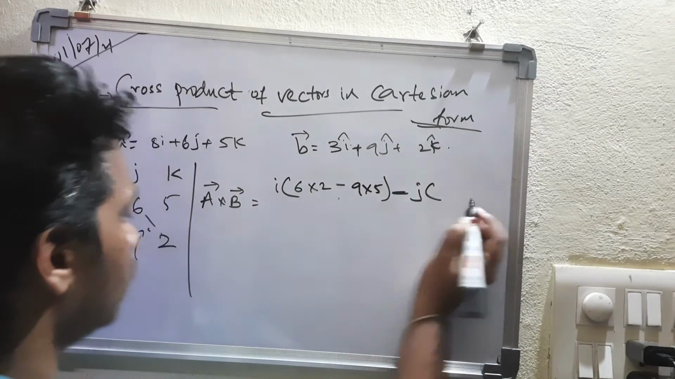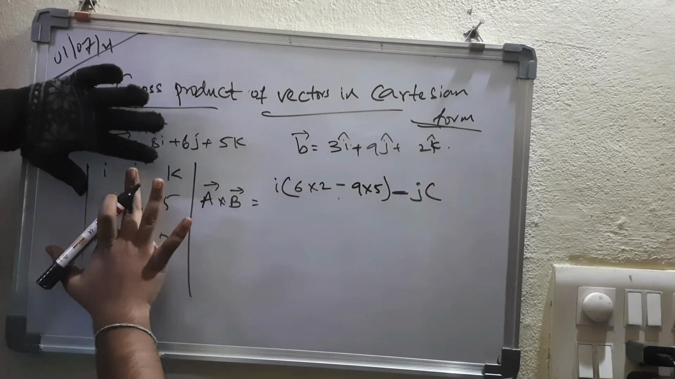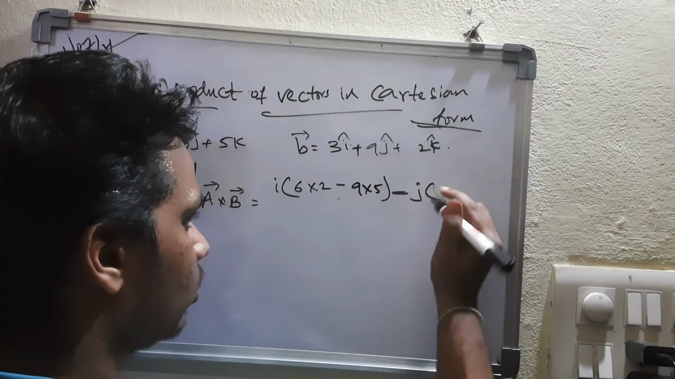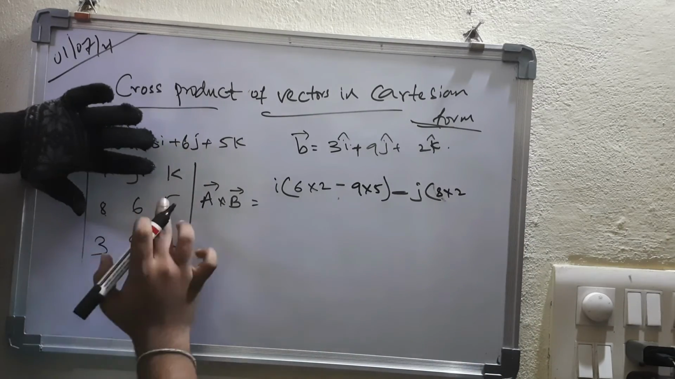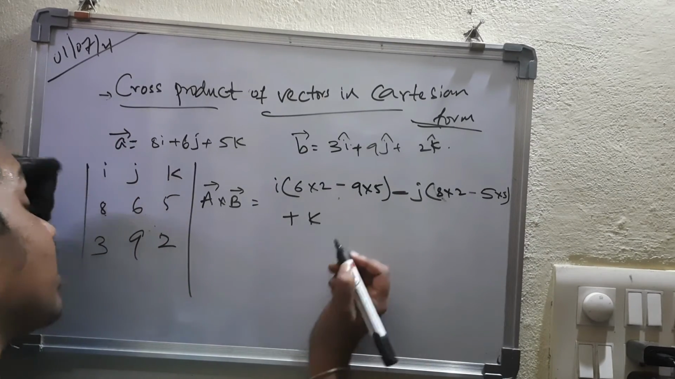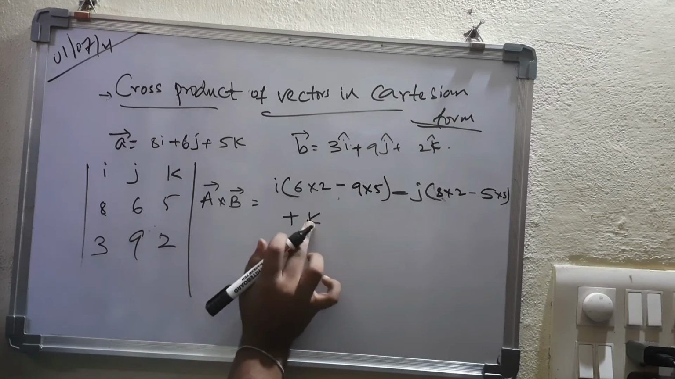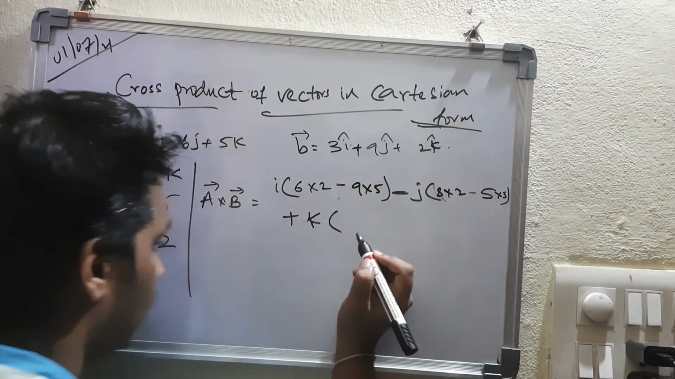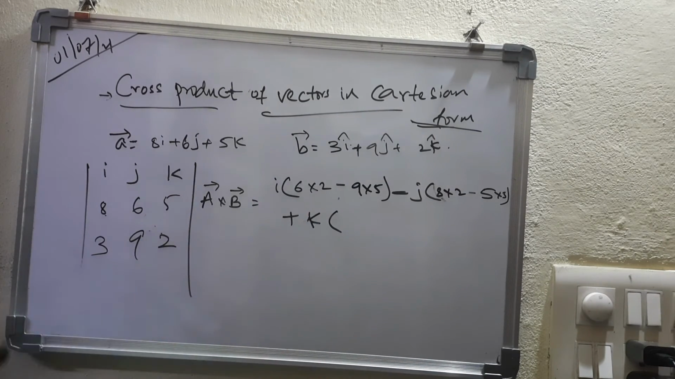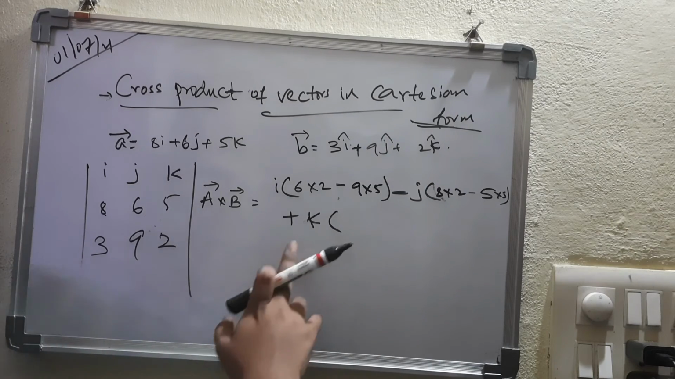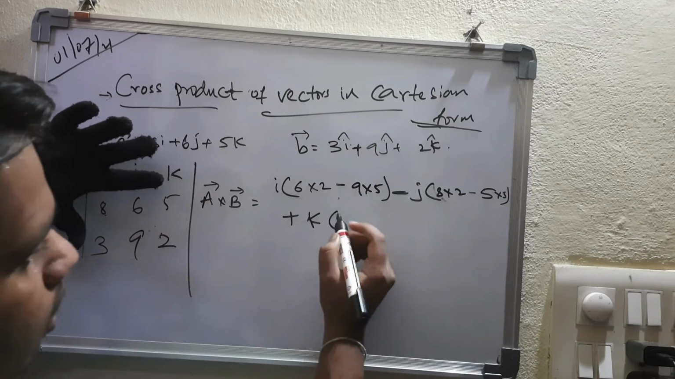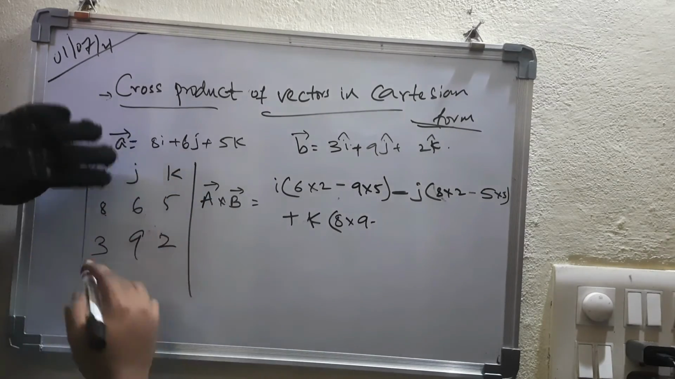Minus j into, now forget this j column and row. Now 8 into 2 minus 5 into 3. Now plus, not minus again. For k we have to put plus. This is the formula, we cannot do anything, I don't know why, but this is the formula; while solving this type of sums in mathematics you'll get to know. Okay, k, now forget this one and this one. Now multiply 8 into 9 minus 6 into 3.